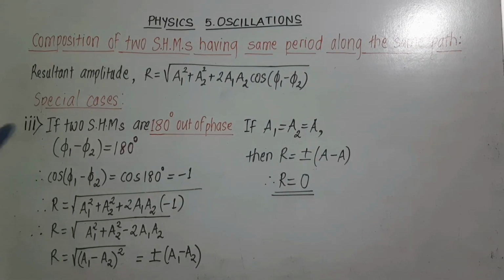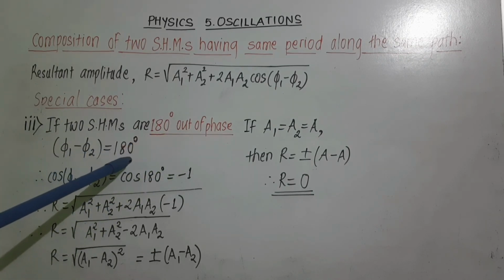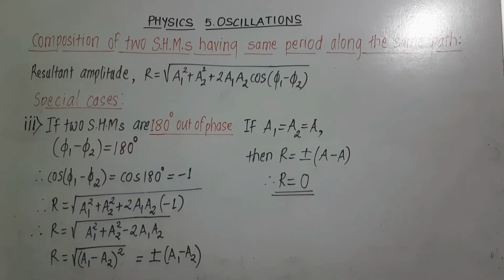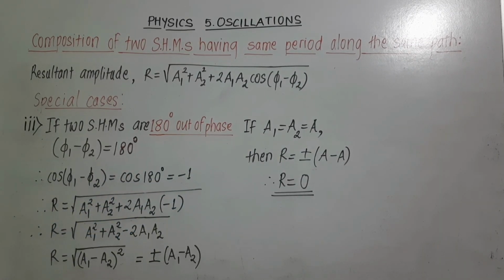Case 3, if two SHMs are 180 degrees out of phase, that is phi 1 minus phi 2 is 180 degrees, cos 180 degrees is minus 1. Substitute and we get R is equal to plus or minus (A1 minus A2). And if the amplitudes are the same, then R is equal to A minus A. So the resultant amplitude in that case is 0. So if two SHMs are 180 degrees out of phase, then the resultant amplitude is 0 for the same amplitude.